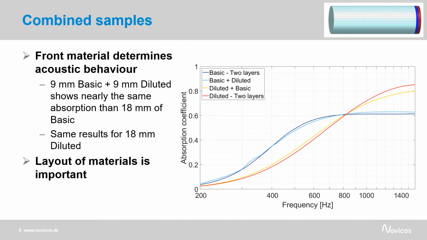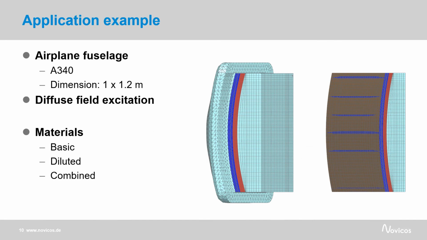Therefore, I set up a simulation with a diffuse field excitation. The application we chose for this is the sound transmission through an airplane fuselage. It is a part of an A340 with a dimension of around 1 meter times 1.2 meter. As already mentioned, the excitation is a diffuse field.